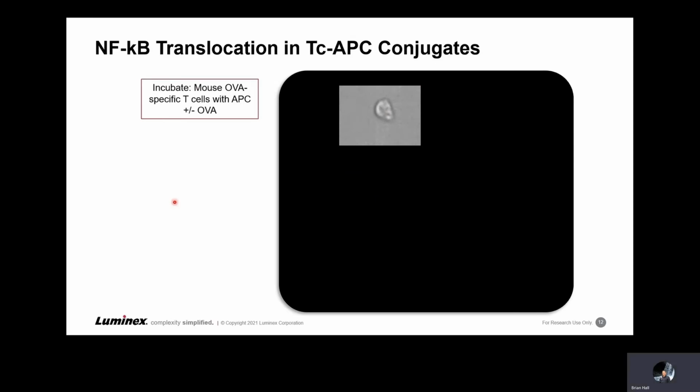Then the next experiment I'd like to talk about is looking at T-cell antigen-presenting cell conjugate formation and then measuring NF-kappa B translocation to the nucleus as an indication of T-cell activation. NF-kappa B is a transcription factor, so that when it's translocated to the nucleus, you know that these T cells are transcribing genes. And we want to look at this specifically in the T cell to really verify that it's activated when it's bound to the antigen-presenting cell.